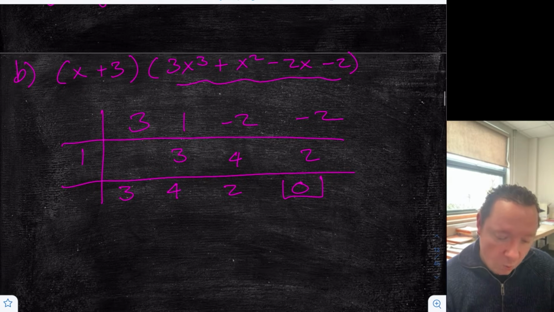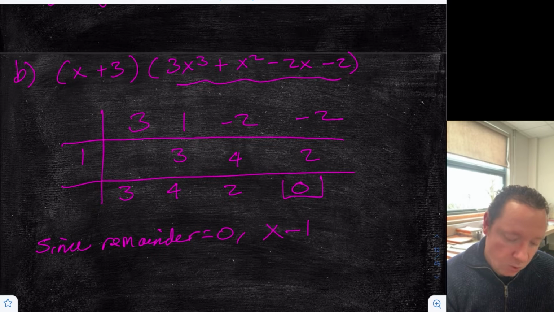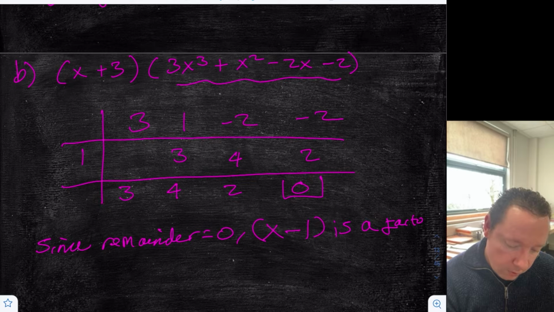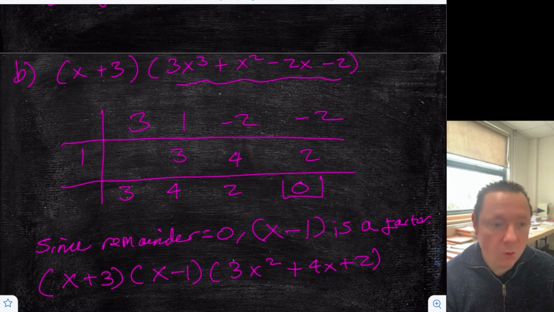But I've done it in 1, so I now know that since the remainder is 0, x minus 1 is a factor. And therefore, we now know we've got x plus 3, x minus 1, and we've got our 3x squared plus 4x plus 2 from the bottom bit.